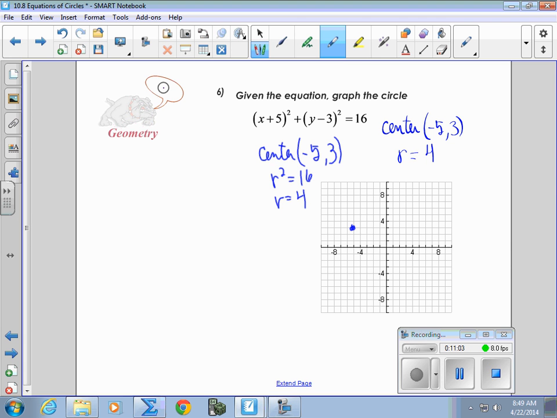Once again, you would count 1, 2, 3, 4 in each direction. So we have a circle that looks like that. Everybody's circle look okay?